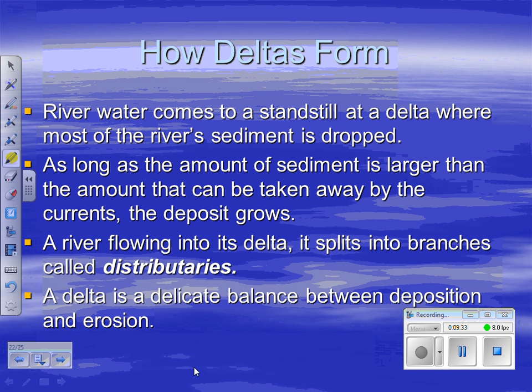How deltas form. River water comes to a standstill at a delta where most of the river's sediment is dropped. As long as the amount of sediment is larger than the amount that can be taken away by the currents, the deposit grows. A river flowing into its delta splits into branches called distributaries. A delta is a delicate balance between deposition and erosion.